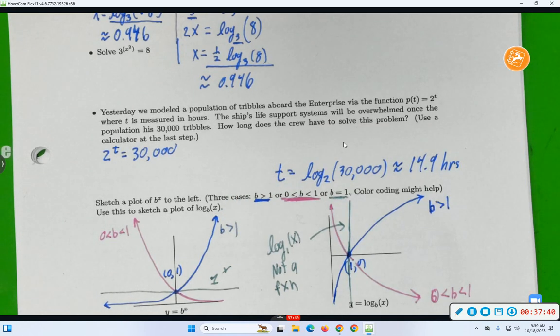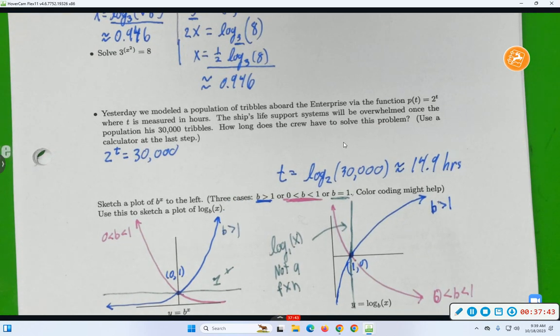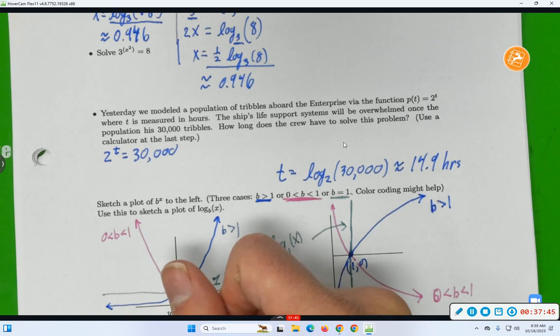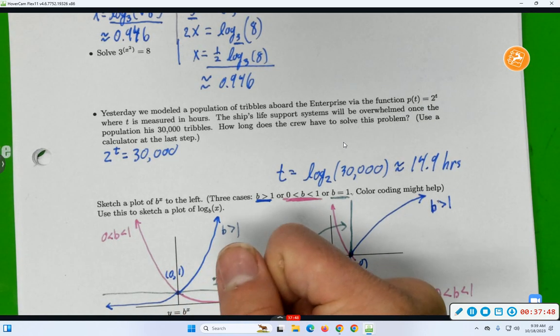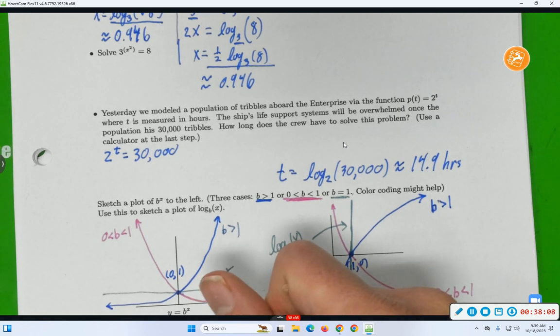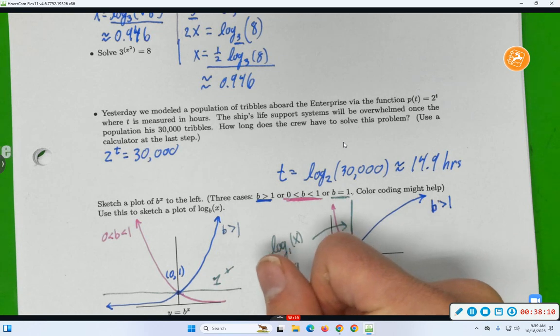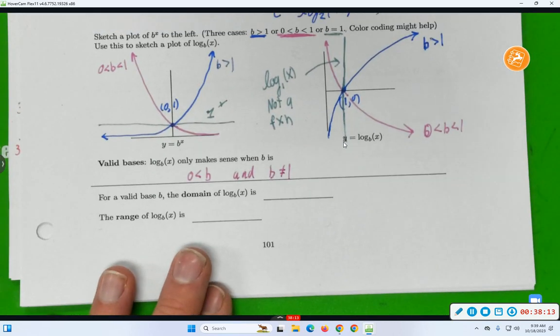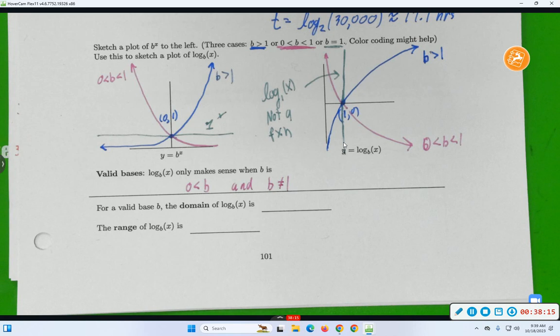All right, so let's talk about valid bases. You can only talk about log base b of x in the following circumstance. 0 had better be less than b. Otherwise, you can't even talk about the exponential that you're trying to invert. Negative 5 to the x doesn't make sense. And b better not be 1, because then log base 1 of x, you're inverting a not one-to-one function. Sorry, log base b only makes sense when b is positive and is not equal to 1.